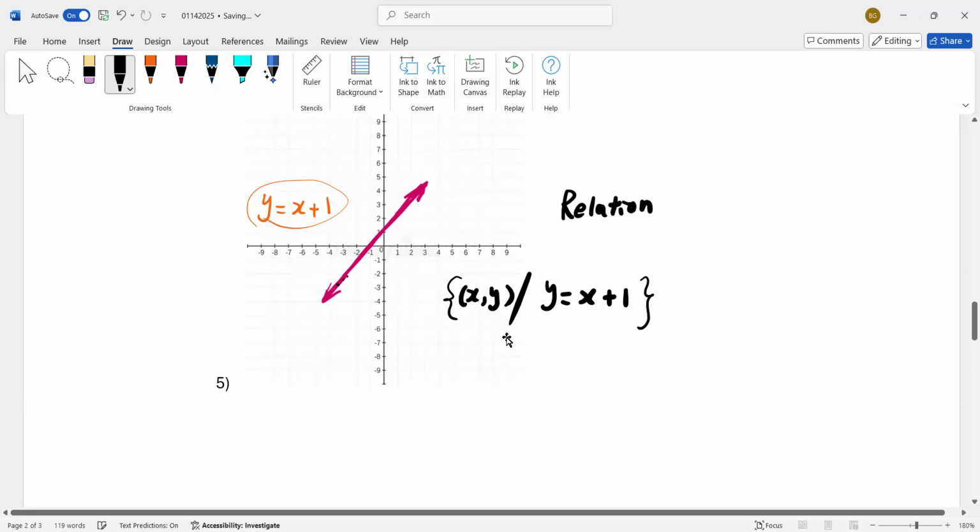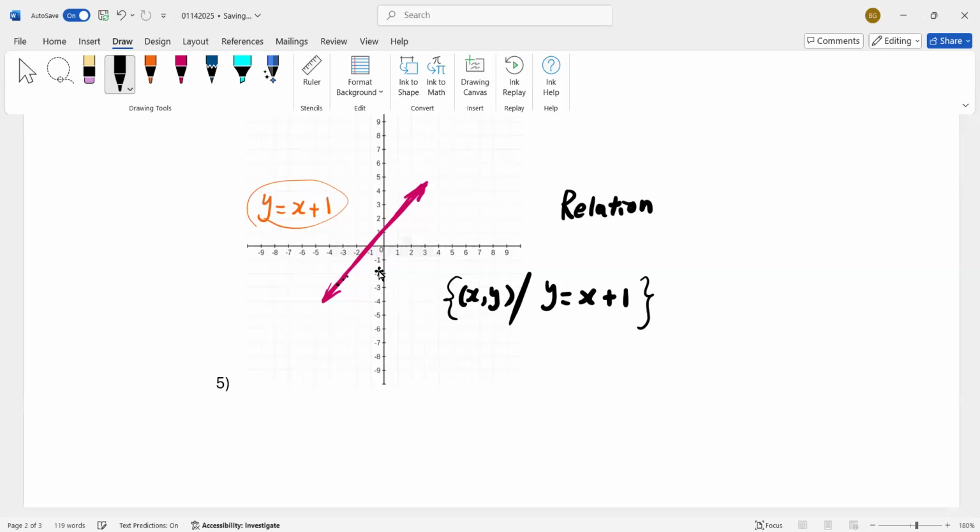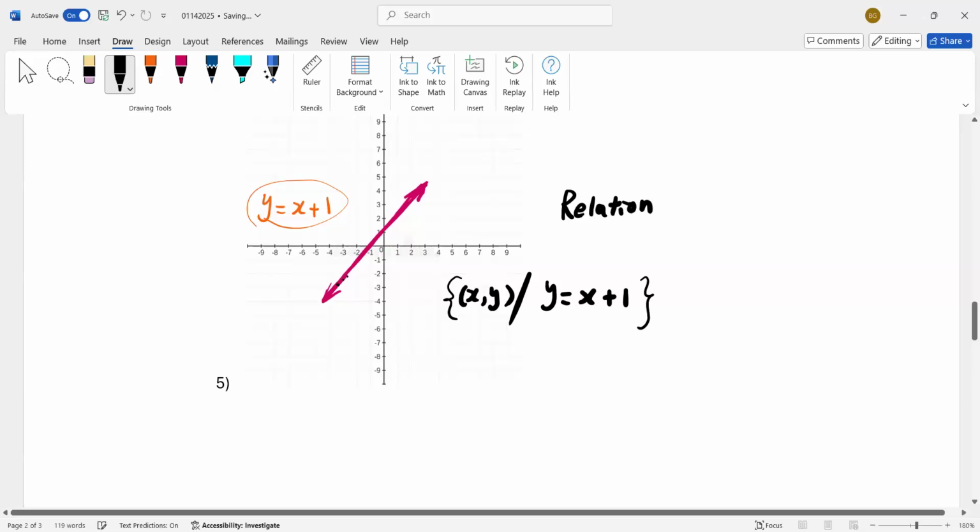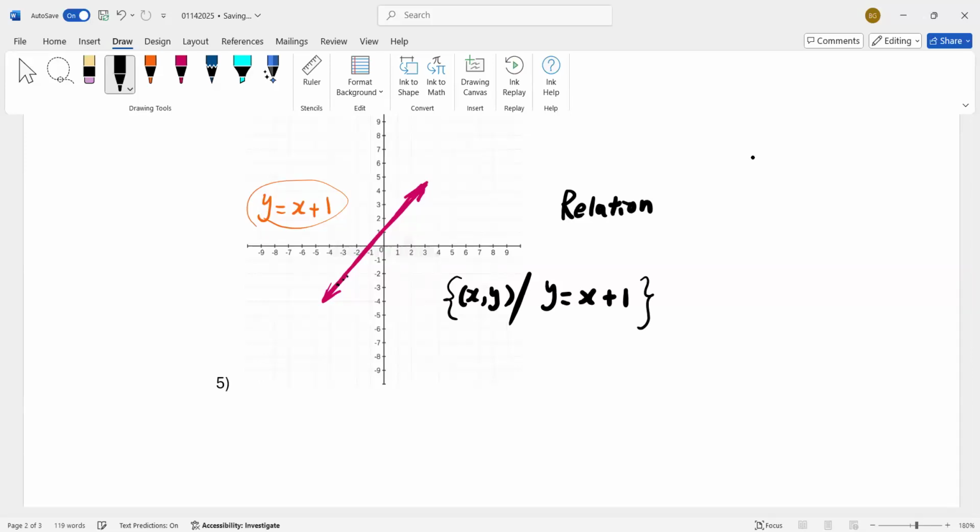We do have a relation. All the points on the straight line, they are ordered number pairs. And we put all those ordered number pairs together, make a set. That is a set of ordered number pairs, right? So it is a relation. You agree, guys? Yes or no? Yes. Okay, perfect.